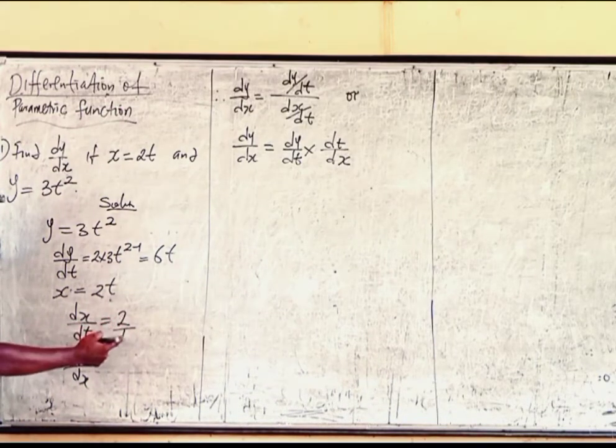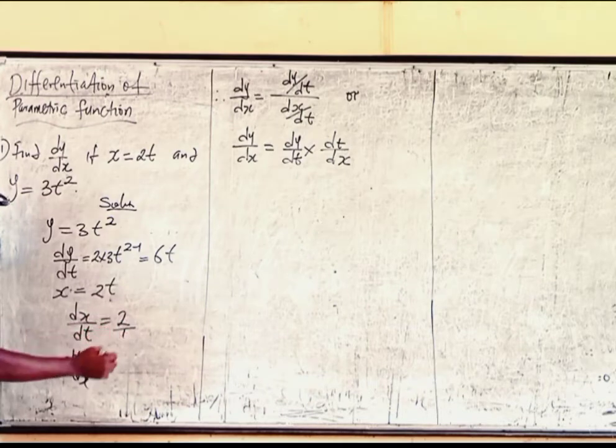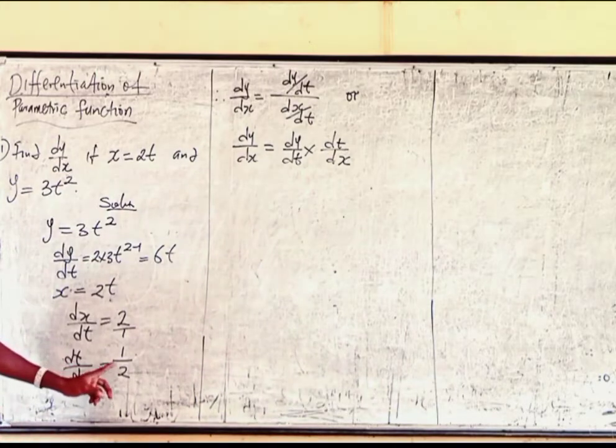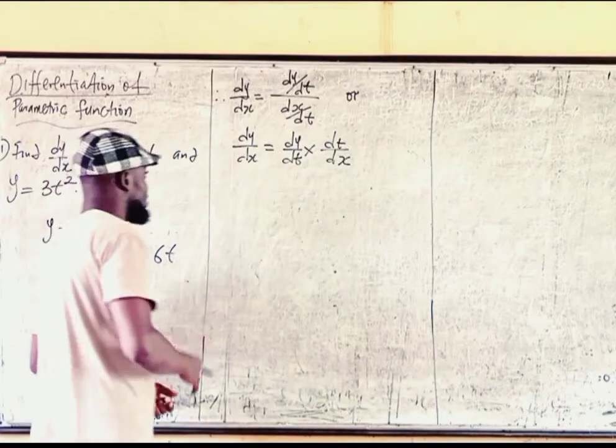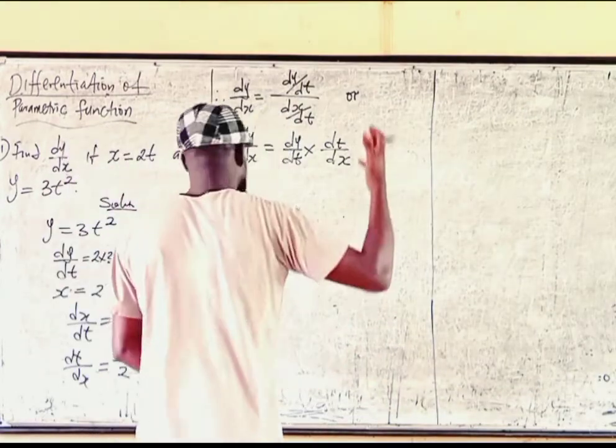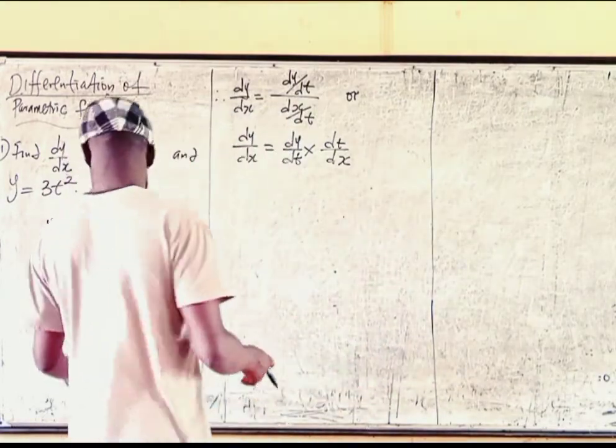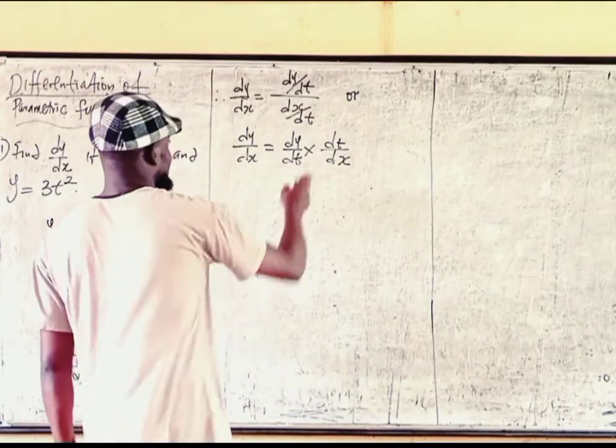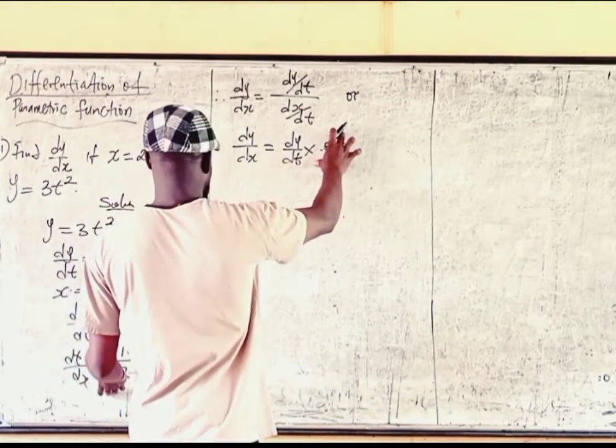Then if I take this one up, I bring this 2 down, that is what we call reciprocal. That's 1 over 2. So this is the reciprocal of this. So you just take the reciprocal of dy over dx, or interchange the denominator and the numerator, and you have dx over dt. So if you want to use this, you already have the dx over dt.